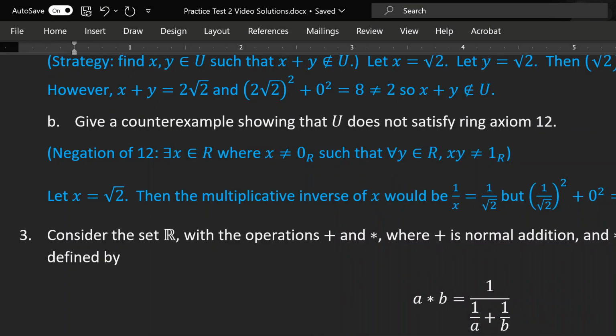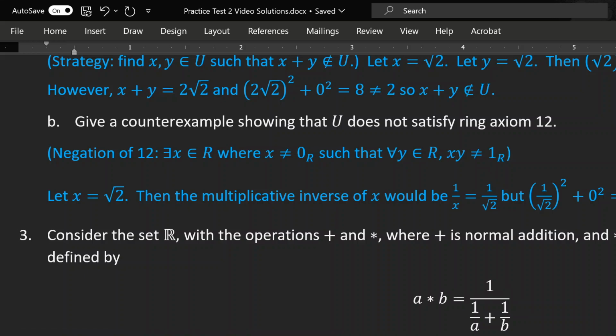So consider the set R, real numbers, with the operations plus and star. So plus is normal addition, and star is this wacky multiplication operation given by this formula here. This is the formula if you've ever taken physics for adding the capacitance of capacitors connected in series or resistors connected in parallel.